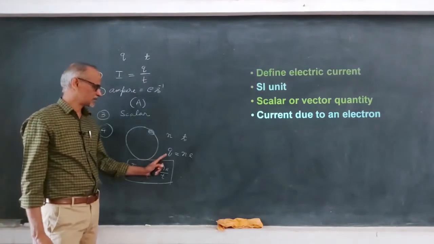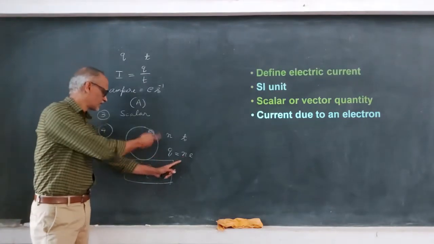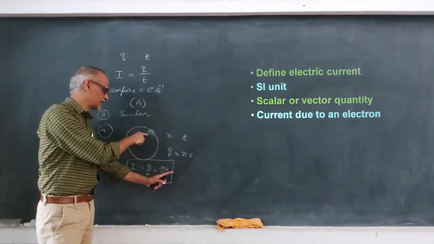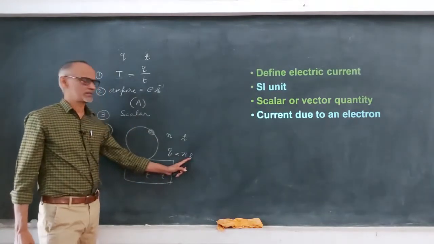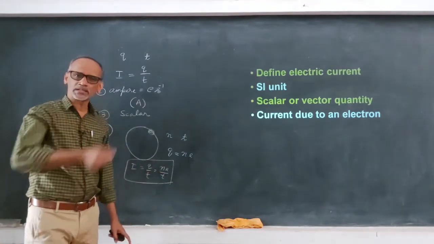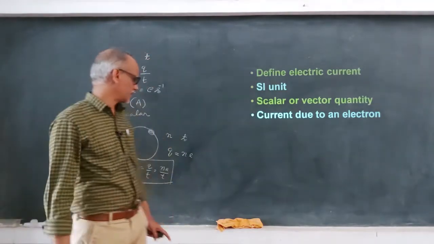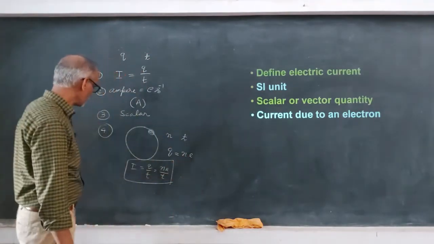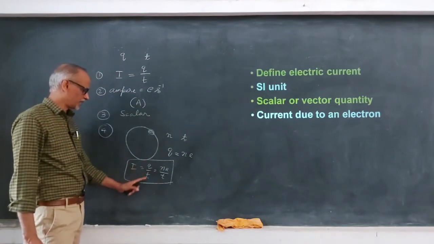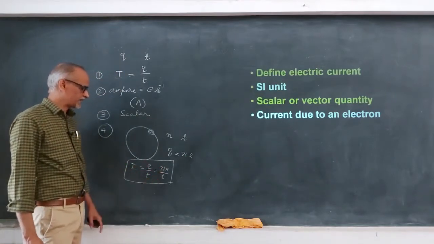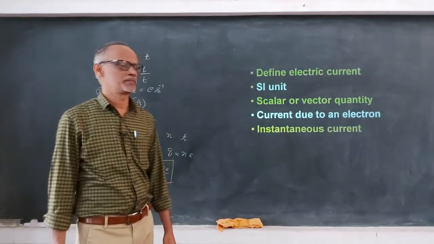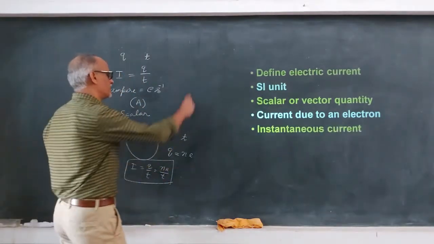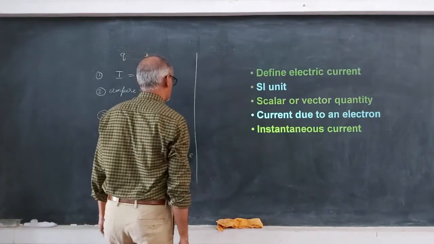So what is the total charge? Total charge is the number of revolutions completed by the electron, so you have to multiply by e, where e is the charge of the electron. Therefore, the total charge revolving in that circular orbit is nothing but n into e. Therefore, I is equal to q by t, which is n e by t, is the electric current due to a revolving electron.